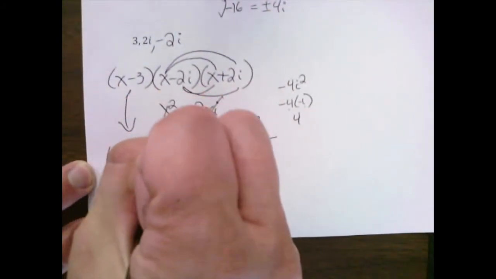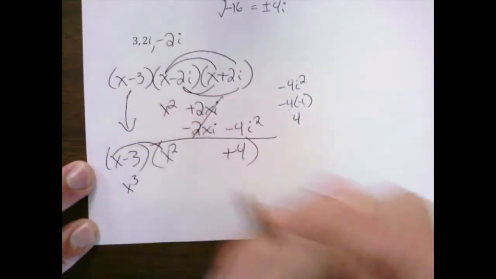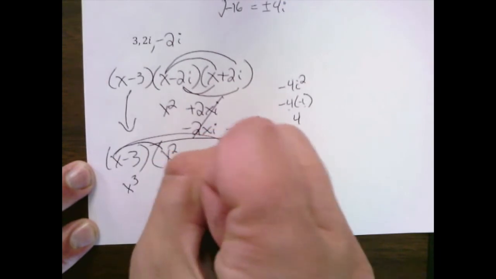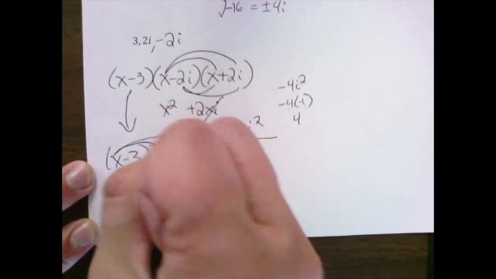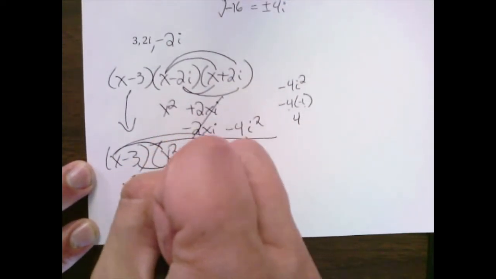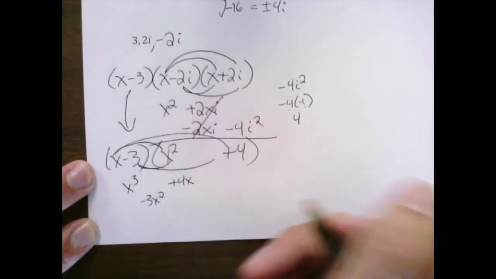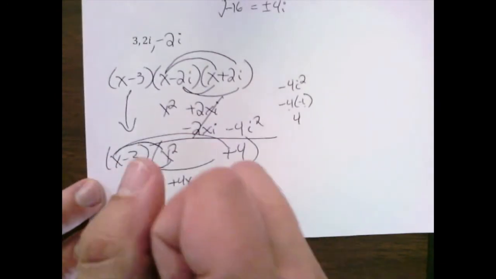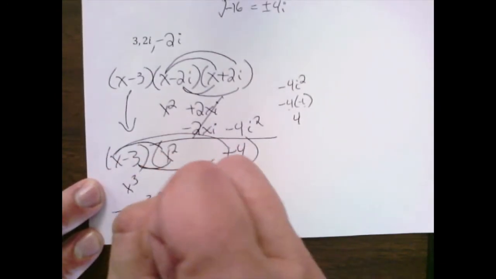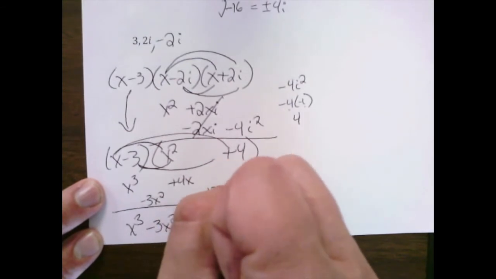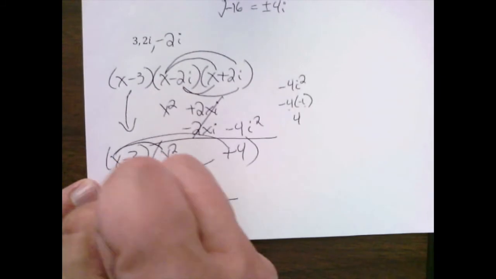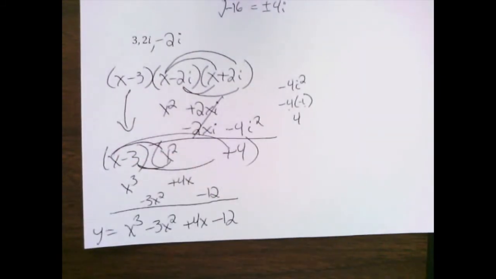So I do have a little bit of room here. I'll work with that. Take the x times the x squared is x to the third. X times a positive 4 is positive 4x. Negative 3 times x squared is negative 3x squared. Negative 3 times a positive 4 is negative 12. Combine like terms, x to the third minus 3x squared plus 4x minus 12. That is a polynomial in standard form.